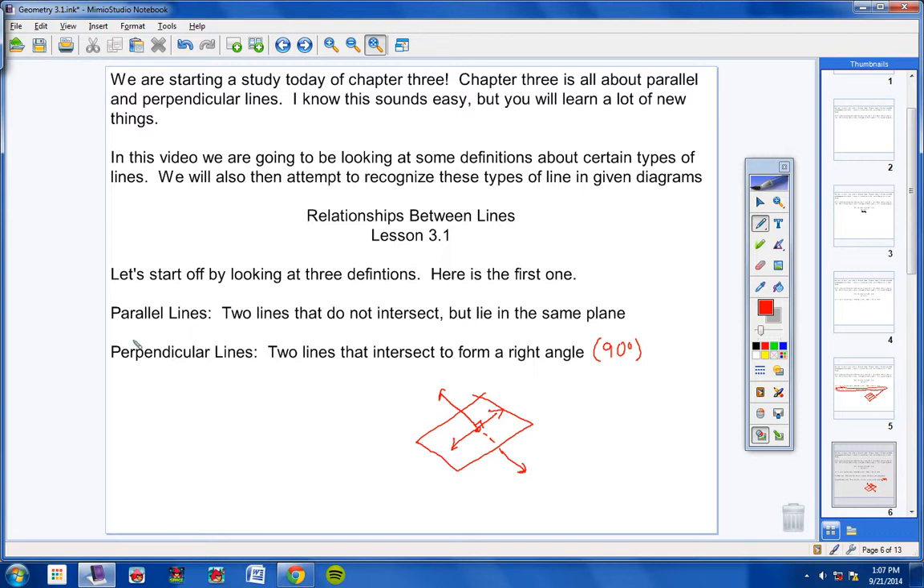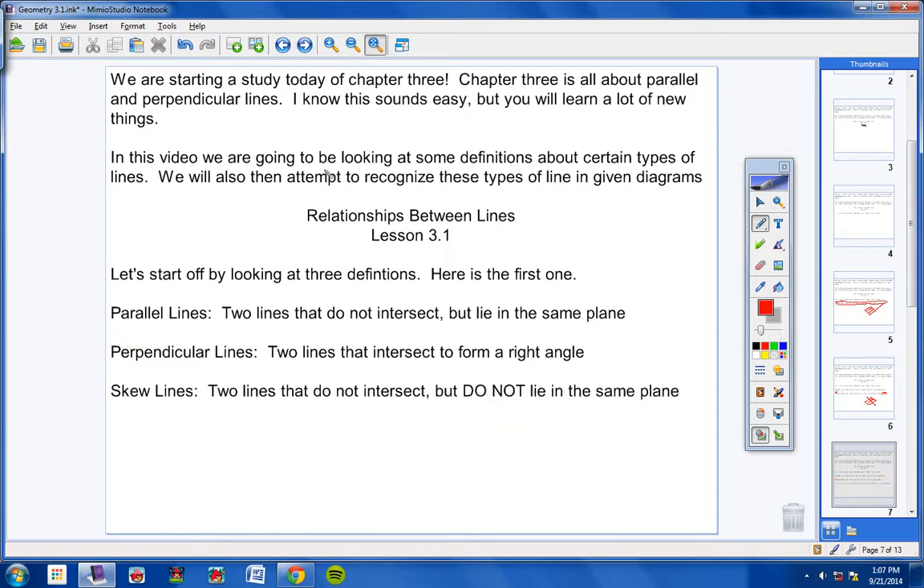All right, let's continue on. Obviously, you should copy this in your notes. I shouldn't have to tell you that. You know that. And you're responsible for that term on tests and quizzes. All right, let's continue on. Skew lines.